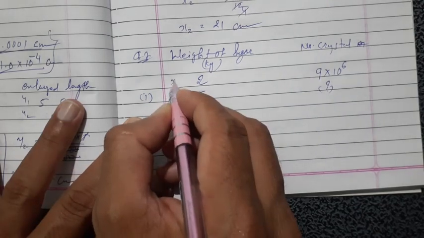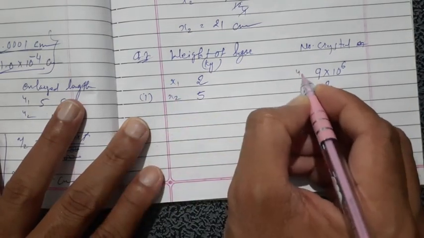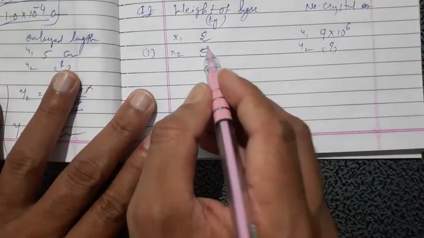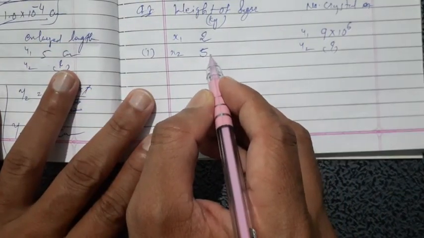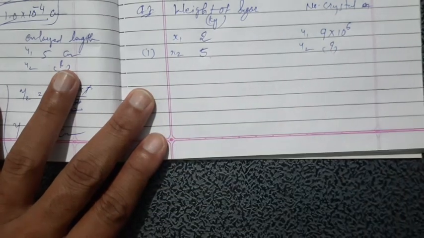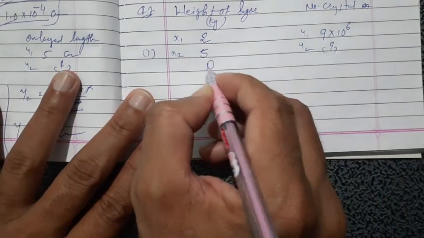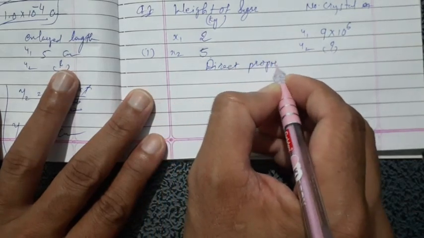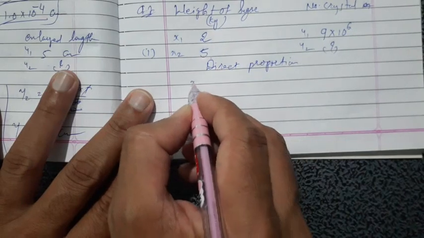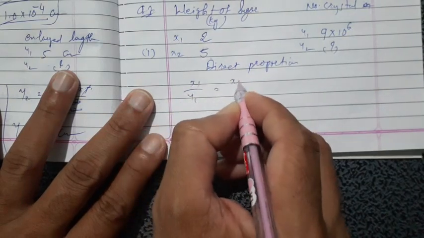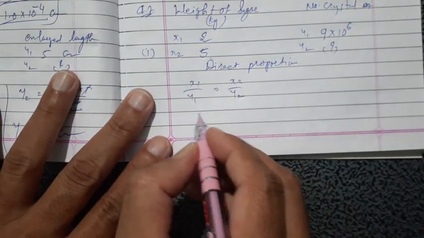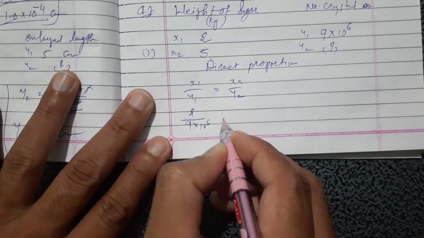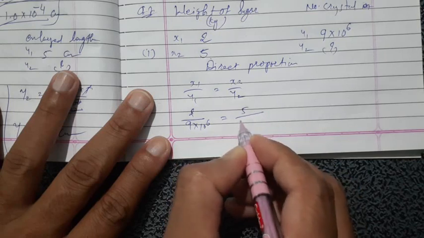For that one, x1, x2, y1, y2. When the weight of sugar is increased, the number of crystals also increases. That means they are in direct proportion. So x1 upon y1 equals x2 upon y2. x1 is 2, y1 is 9 into 10 raised to 6, x2 is 5, and here y2.